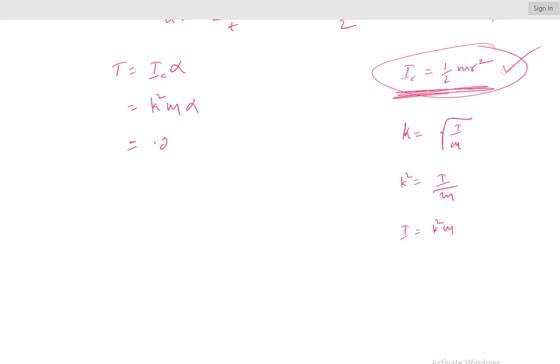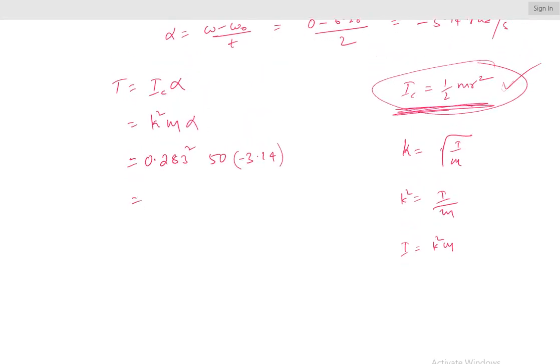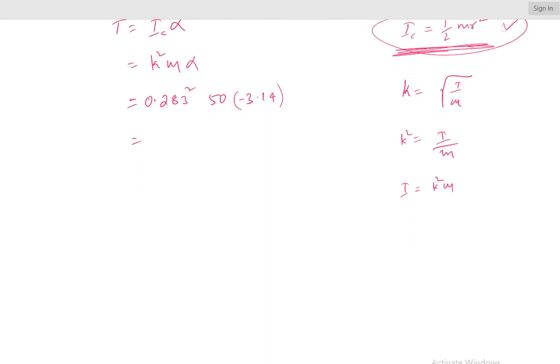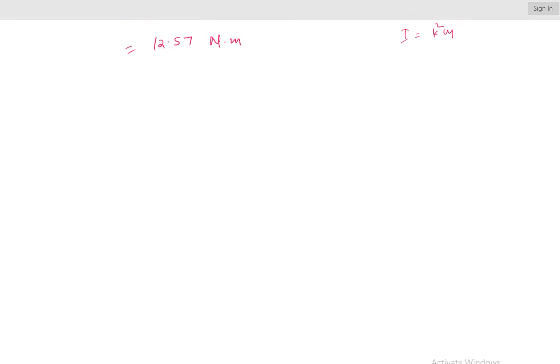Okay, k is given as 0.283, squared. m is 50 kg, and alpha is 3.14. The negative doesn't matter, because it's just the direction of that torque. We really don't care about the direction. So when you run these numbers, you get 12.57 meter square kg per second square, which is the same as 12.57 Newton meter. So now that's the torque.